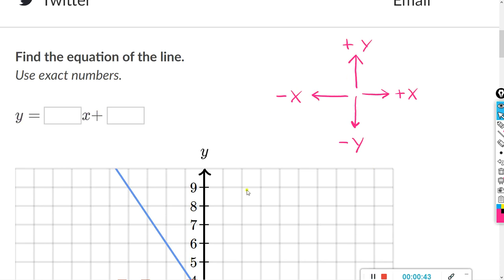So you want to remember when you travel along the graph or count the squares, when you travel up, that is in the positive y direction. When you travel down, that is in the negative y direction. When you travel to the right, that's in the positive x direction. And when you travel to the left, that's in the negative x direction.